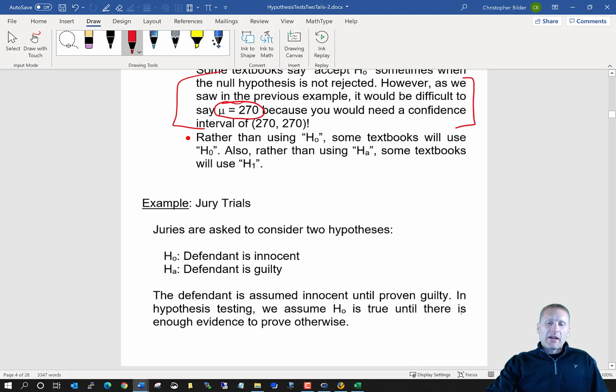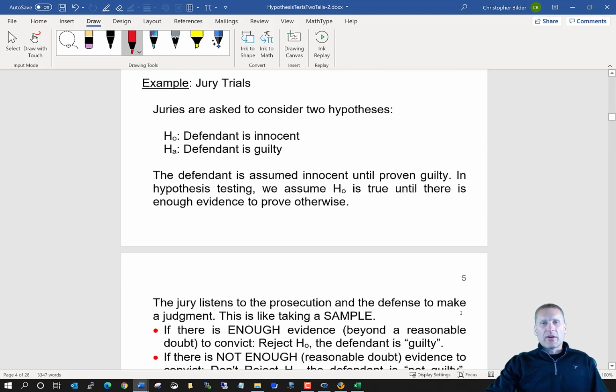Okay, let's talk about a classic example that pretty much everyone talks about when introducing hypothesis testing. And that involves jury trials, because the decision process associated with jury trials is often very similar to the decision process that we have with doing hypothesis testing. So juries are asked to consider two hypotheses in the U.S. judicial system. H0 would be the defendant is innocent. HA is the defendant is guilty. And in our system, the defendant is assumed to be innocent until proven guilty.